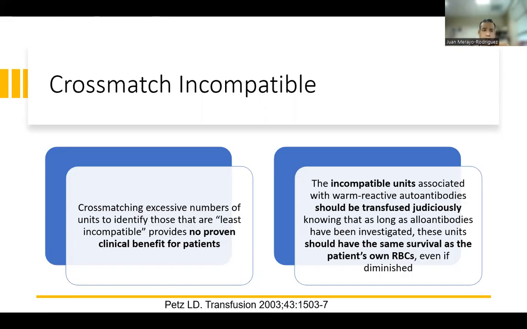cross-matching an excessive number of units to identify those that are least incompatible provides no proven clinical benefit for patients in these cases, since they're going to be basically all incompatible when you have this kind of warm autoimmune hemolytic anemia. The incompatible units associated with warm reactive antibodies should be transfused judiciously, knowing that as long as the alloantibodies have been investigated, these units should have the same survival as the patient's own red blood cells, even if it is diminished.